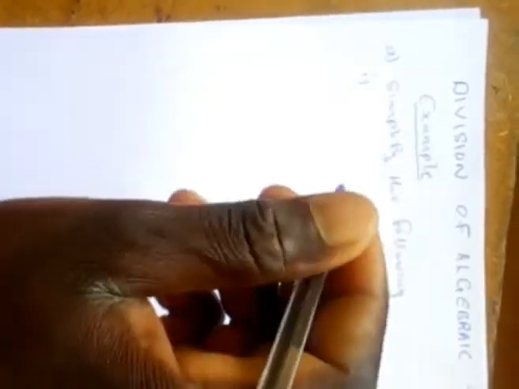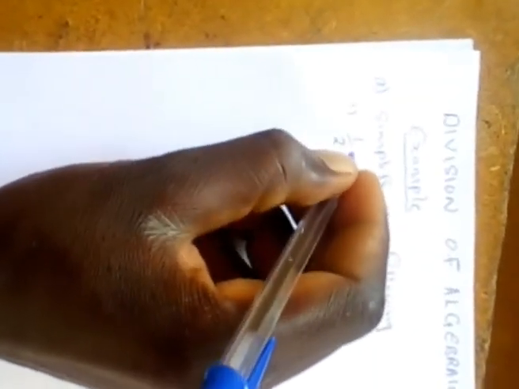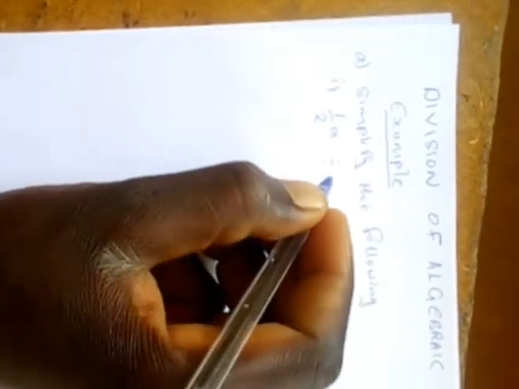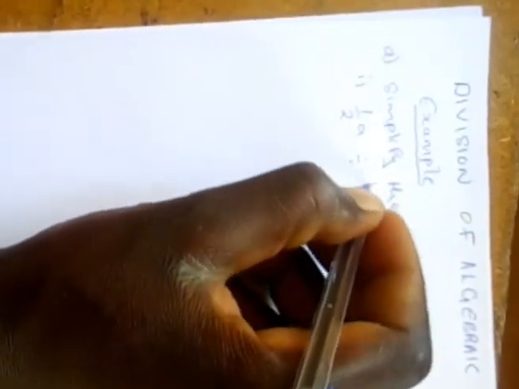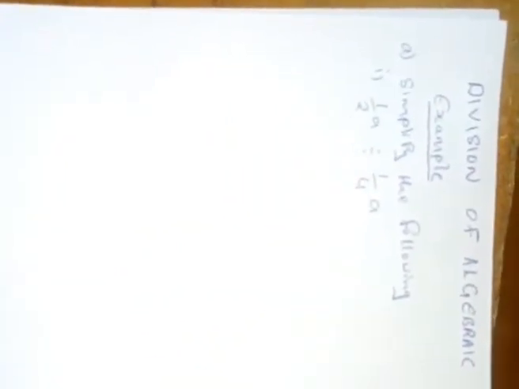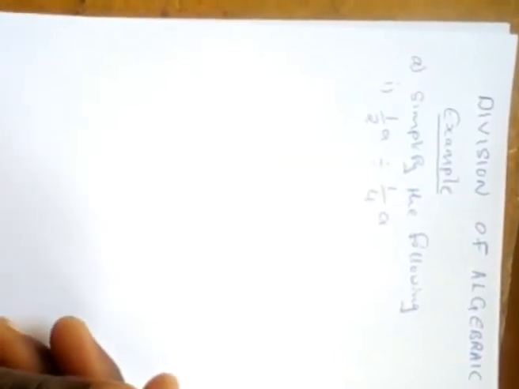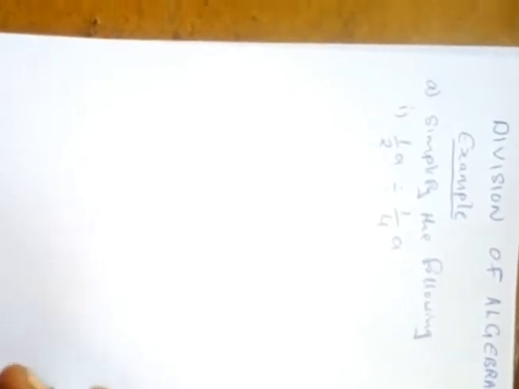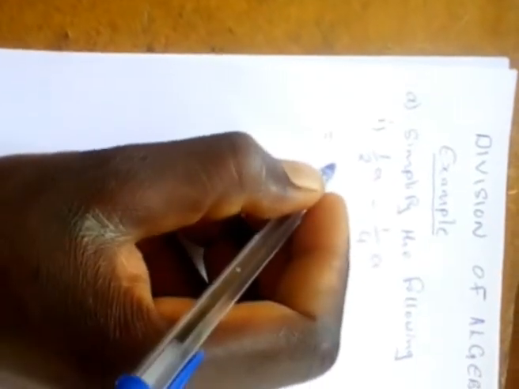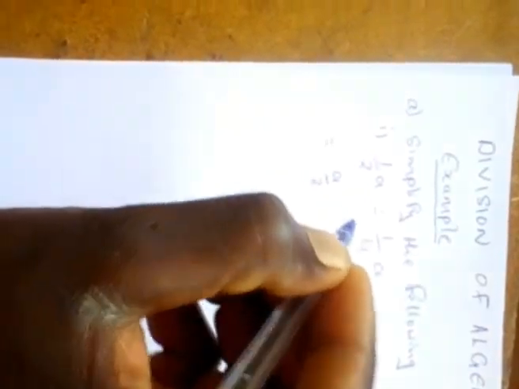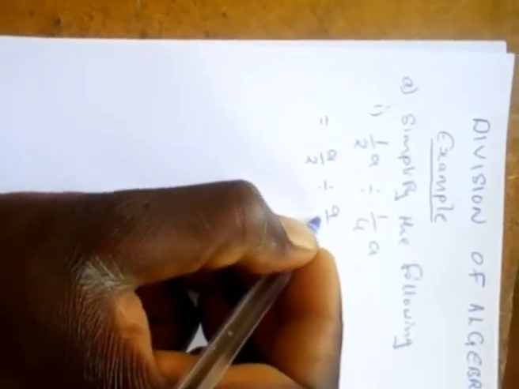First one, we have 1 out of 2a, and we are dividing by 1 out of 4a. This one is similar. We can multiply the fraction by the variable on both sides, which will come to be a out of 2, dividing by a out of 4. When we have that, we have to invert the fraction that is after the division sign.